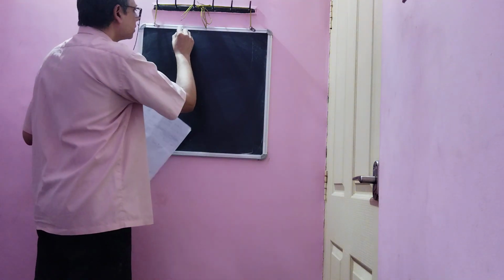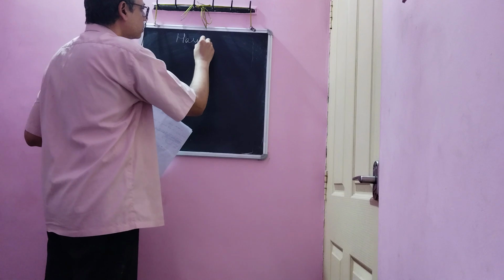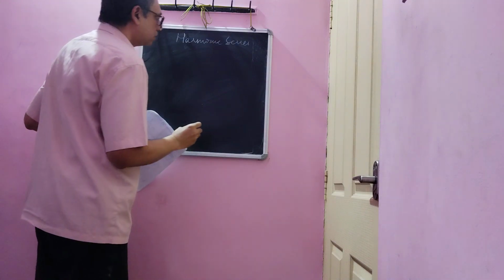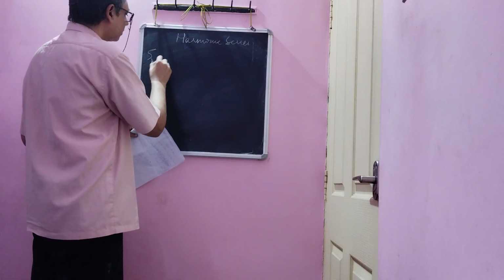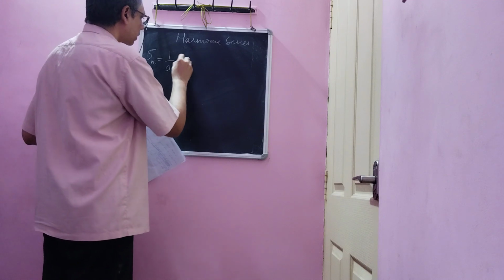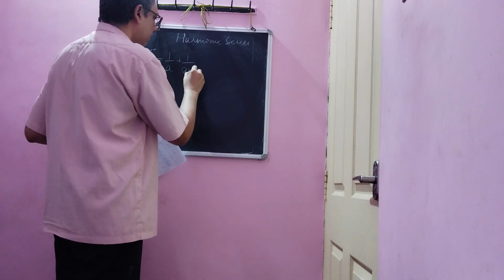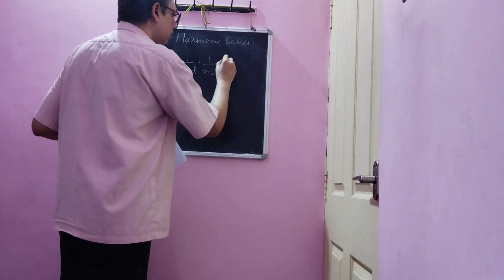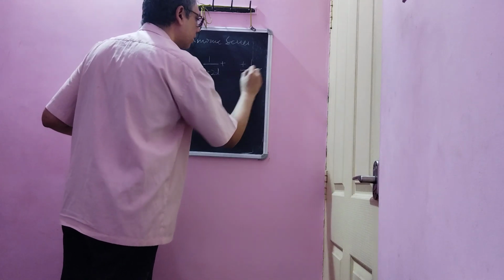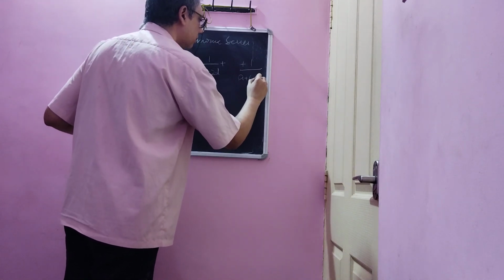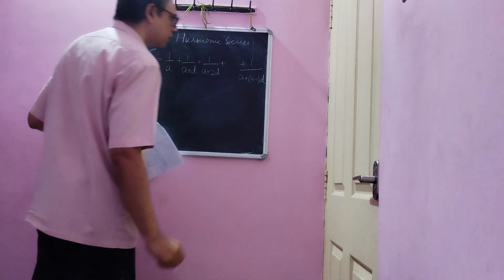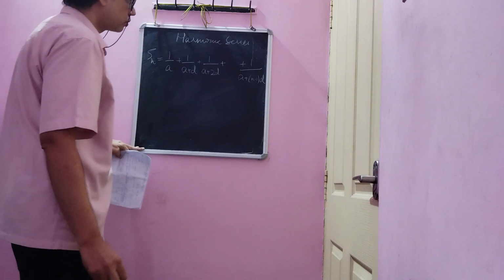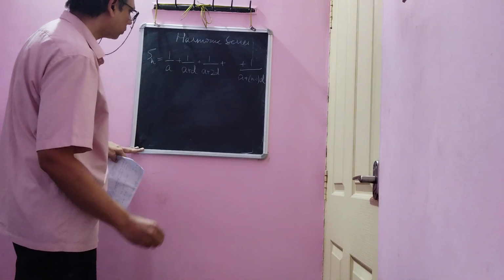Following is a video for finding the sum to n terms of the harmonic series. The harmonic series is defined as Sn is equal to 1 by A plus 1 by A plus D plus 1 by A plus 2D plus and so on 1 by A plus n minus 1 into D.